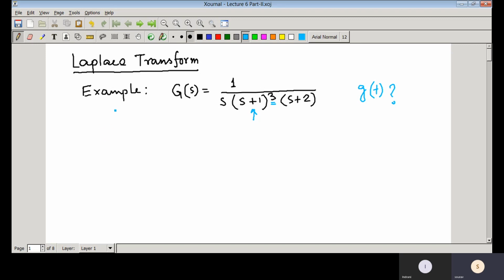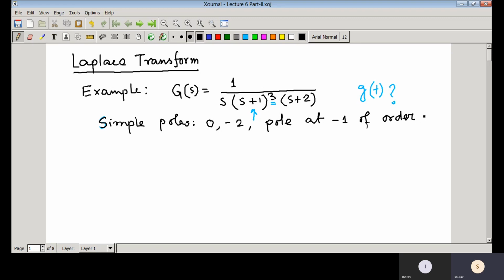So here in this particular problem, we have simple poles at 0 and -2. In last lectures we have already discussed what is a simple pole, and a pole at -1 of order 3. So for this particular problem, how to find g(t)?